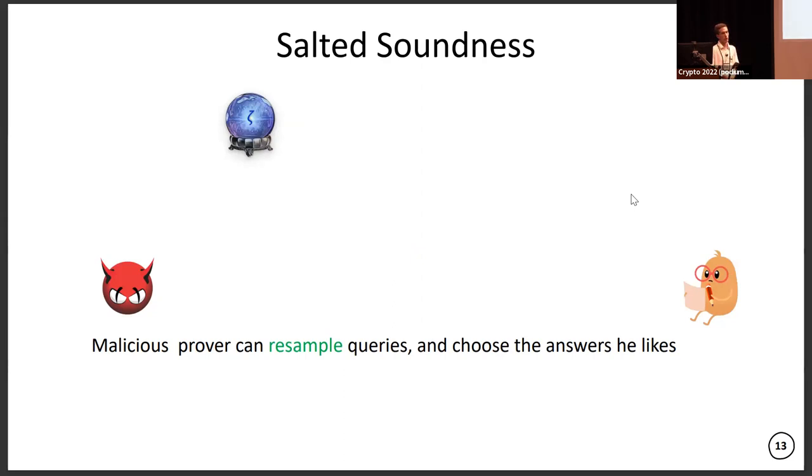The main idea of salted soundness is that a prover may query the random oracle with a specific query more than once and get two different results he can choose from. Let's talk about it more formally. A malicious prover queries x and receives a y, and he may choose to query x once again and get another y prime. Now, both y and y prime are independent and uniform strings of length lambda, the security parameter. But they are distinct, and the malicious prover can choose which one he likes. If he wants to take y as the answer to x, he can choose it. If he takes y prime, he can choose that as well.